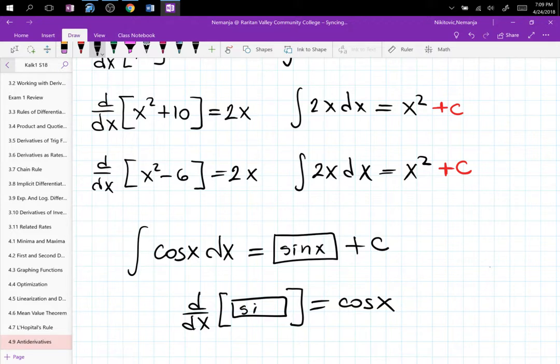The problem is that you guys said negative sine x. The derivative of cosine is negative sine, but the integral of cosine is positive sine. Woohoo! Way to confuse things, huh?